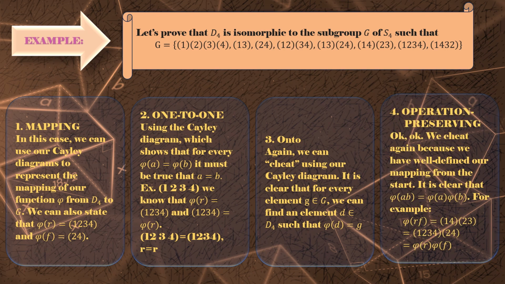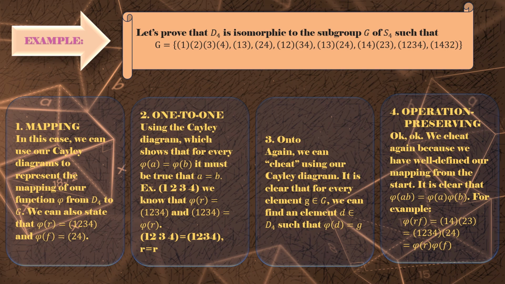Next, one-to-one. Using the Cayley diagram, we see that for every phi of A equal to phi of B, it must be true that A is equal to B. Example: we know that phi of R is equal to (1 2 3 4), and (1 2 3 4) is equal to phi of R. Since (1 2 3 4) is equal to (1 2 3 4), then R is equal to R. Onto. Again, we can cheat using our Cayley diagram.